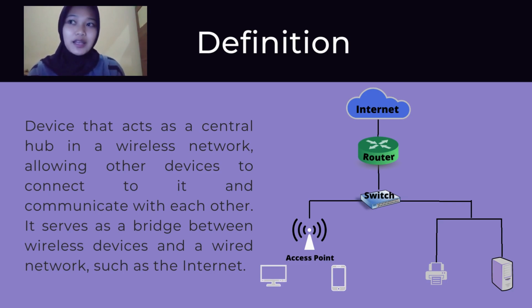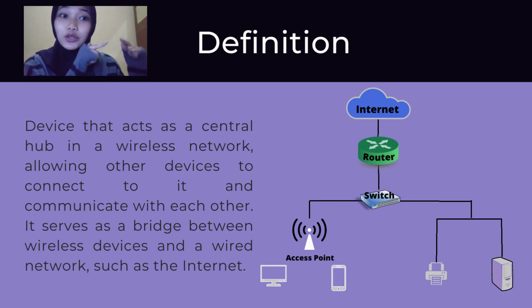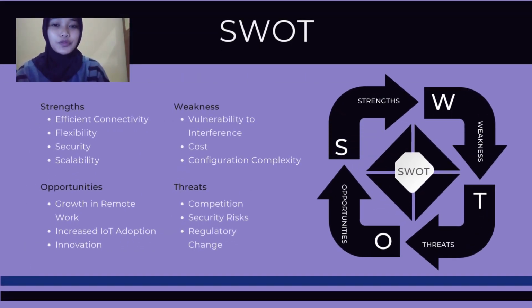Back to the first topic, the definition of access point. An access point is a device that acts as a central hub in a wireless network, allowing other devices to connect to it and communicate with each other. It serves as a bridge between wireless devices and a wired network such as the internet. You can see on the right an implementation of access point, or what we usually call access point topology.